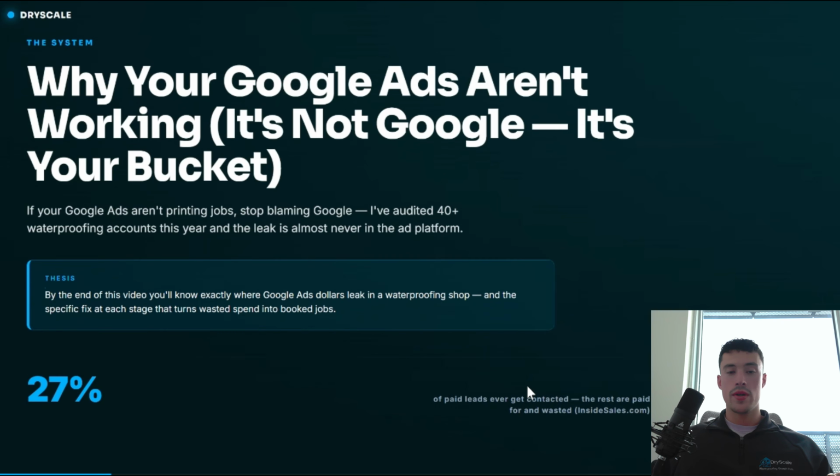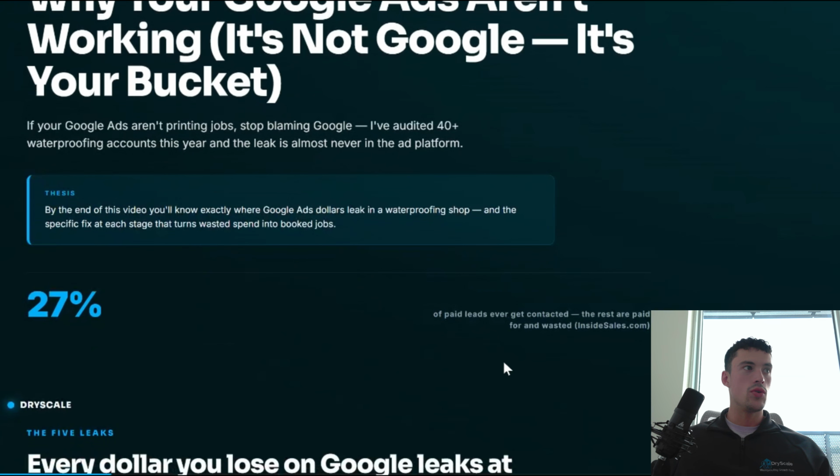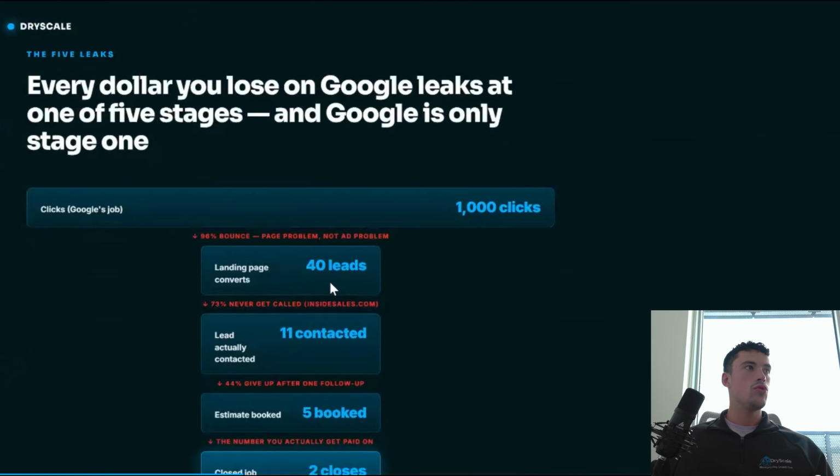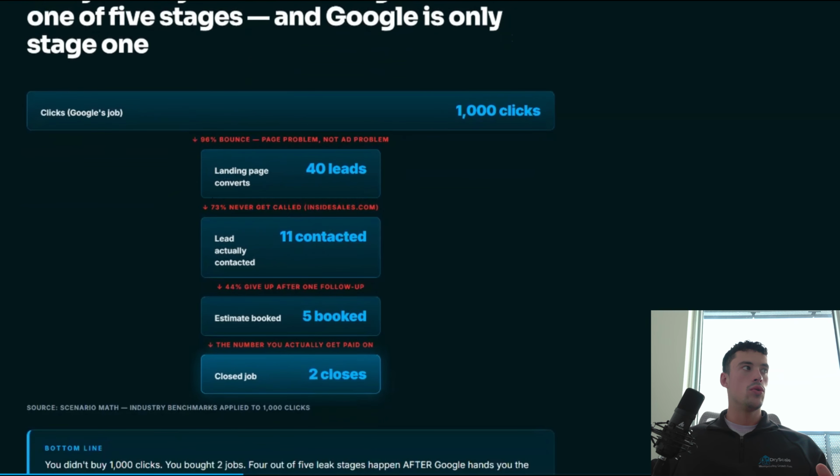So at the end of this video, you're gonna know exactly where your ad dollars are leaking inside of Google Ads and LSA, and the specific fix at each stage that turns the wasted ad spend into booked jobs for your company. Every dollar you lose on Google leaks at usually one of 5 stages, and Google is only stage 1.